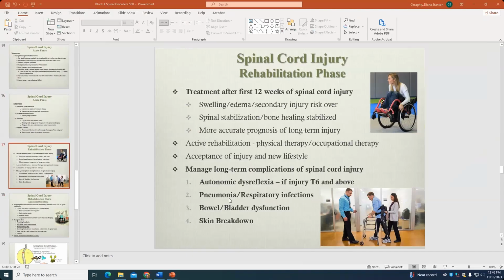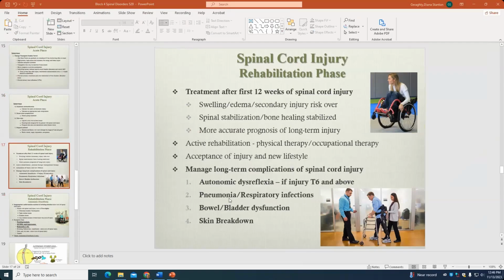What did Christopher Reeve die of? Pneumonia. What do most spinal cord injuries die of? Respiratory complications or wound complications. That's what kills people. Respiratory or wound. And wound is a big one because there's going to be some non-feeling skin.